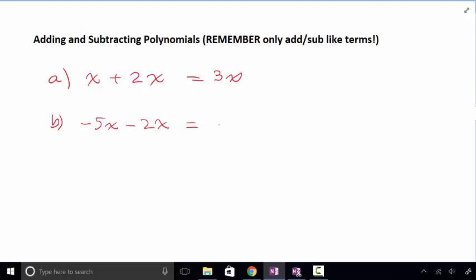Okay, so negative 5x minus 2x. And what would this give you? Negative 7x. Okay. You have 5 negative x's and 2 negative x's. So then altogether you have 7 negative x's. Is that okay? All right. Let's try another one.